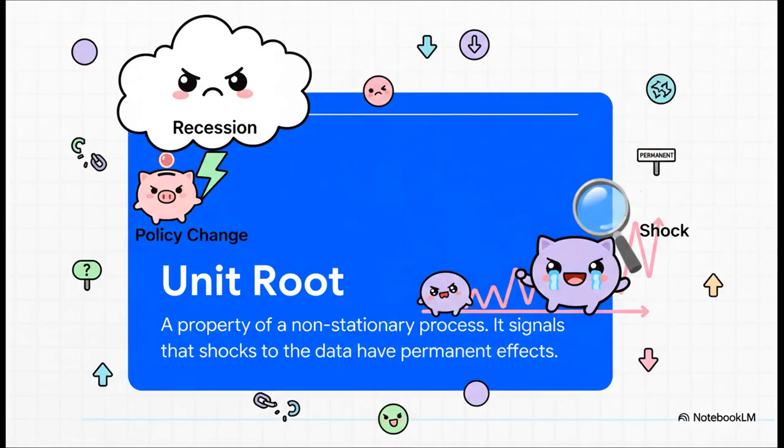So what do we call this statistical villain? It has a name. It's called a unit root. A unit root is the technical signature of one of these non-stationary stochastic processes. And here's the crucial takeaway. When a series has a unit root, any shock, like a recession or a pandemic or a major policy change, has a permanent effect. The series never forgets it. It never returns to its old path. It's been knocked onto a totally new, random journey, forever.